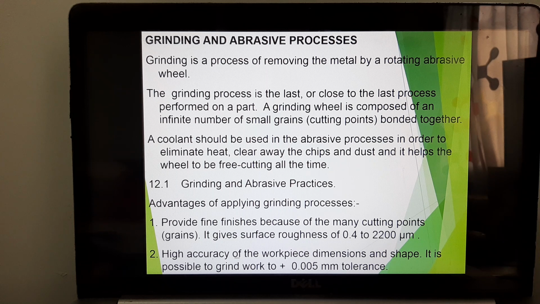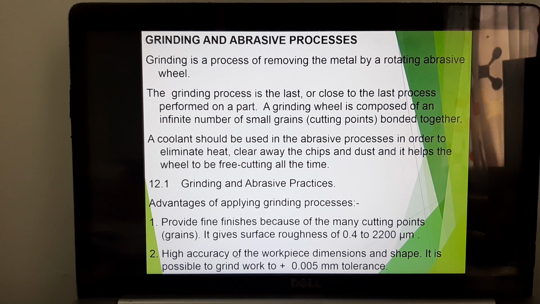The final part or the final product needs to undergo two final steps. Step number one, grinding and abrasive processes. Step number two, finishing processes. So you must remember that grinding and abrasive process is a very important step. Why? Because the surface finish of your final product has to be excellently good.